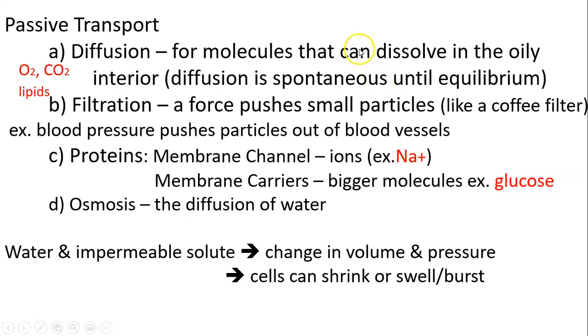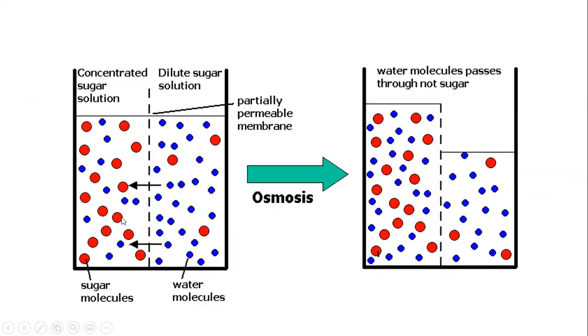Okay, this is worth reading. The most important is diffusion. Notice that's what oxygen and CO2 and lipids do. The facilitated diffusion with the membrane proteins, and osmosis, which is the diffusion of water.